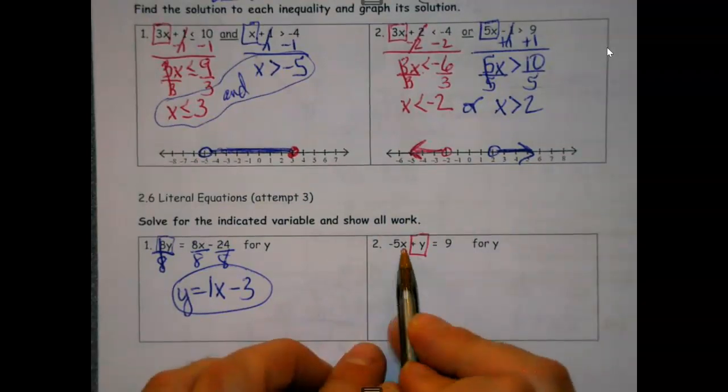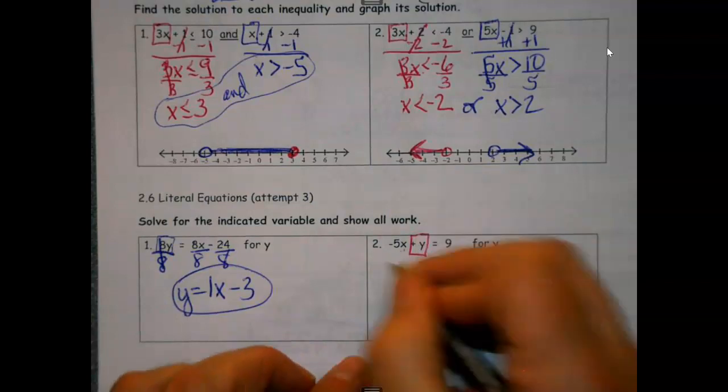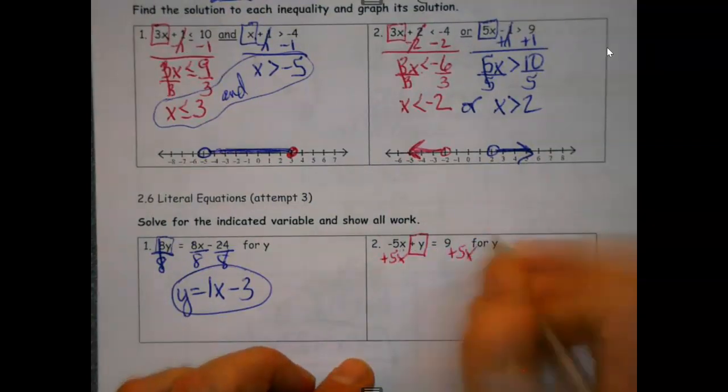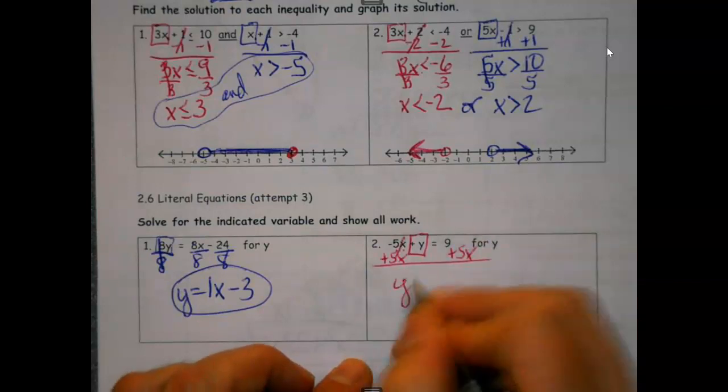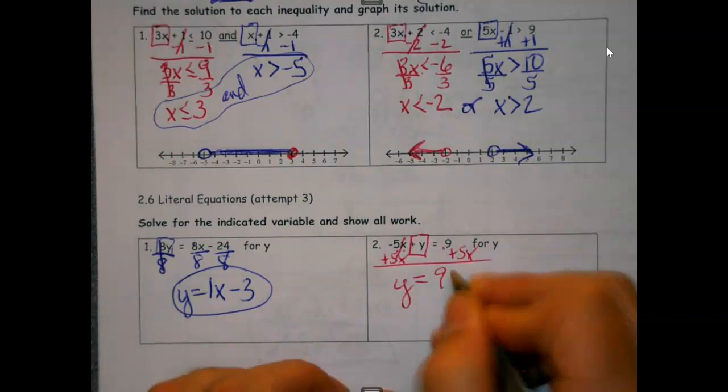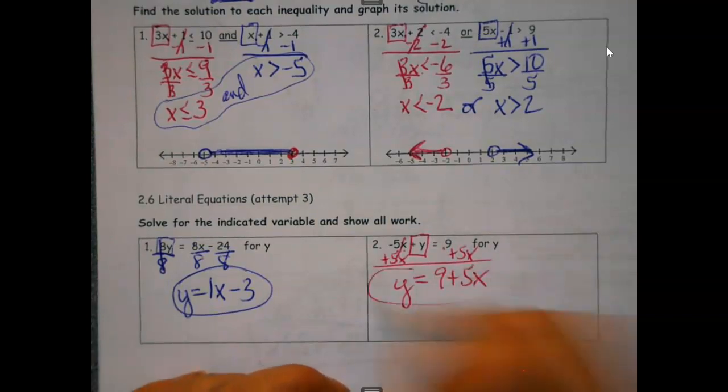And it's the same thing on our last one. What's the opposite of minusing 5x from something? Adding it. But be careful, this does not make this 14x. This has x, this does not. 9 plus 5x, or 5x plus 9.